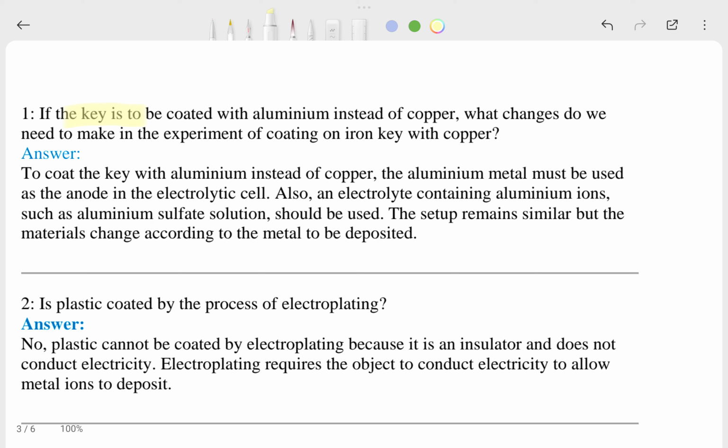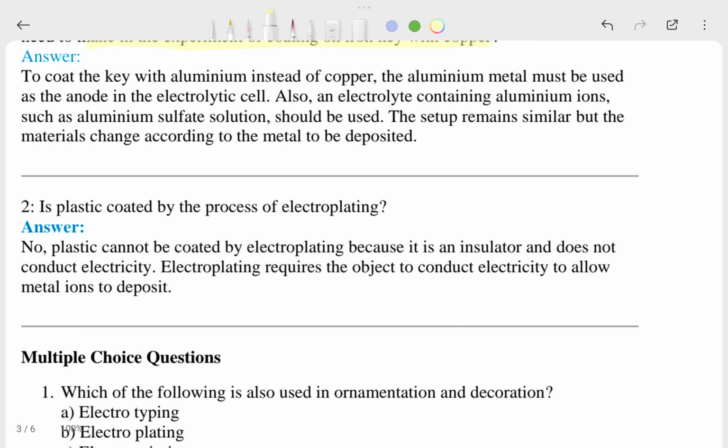the key is to be coated with the aluminium instead of the copper, what changes do you need to make in the experiment of coating iron key with the copper? Okay, so I hope this is going to be helpful for you. And then we will talk about the second question.